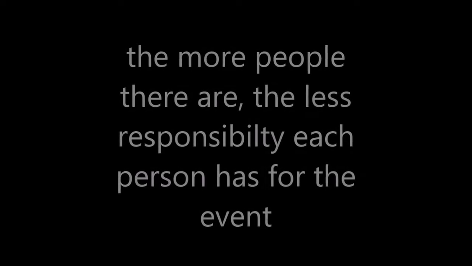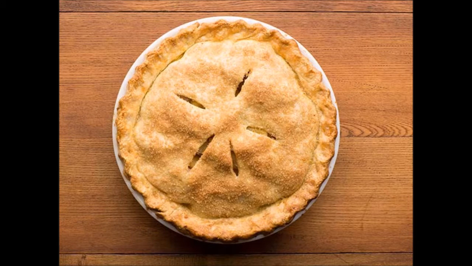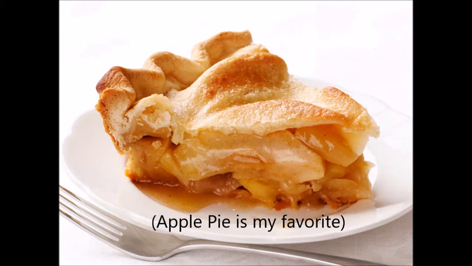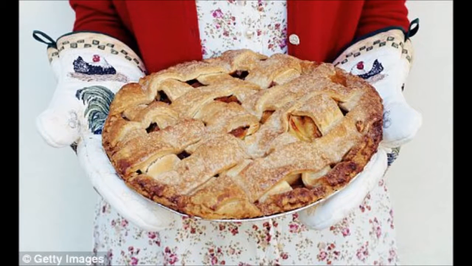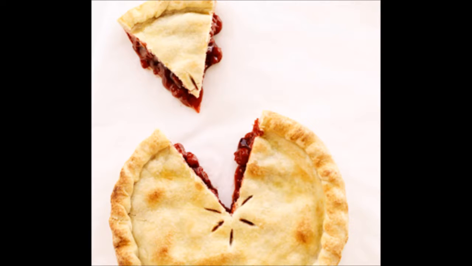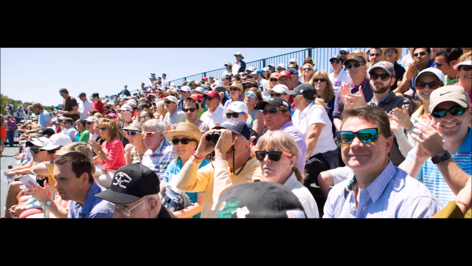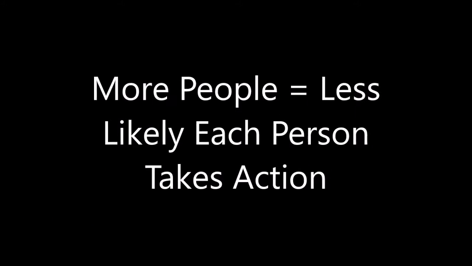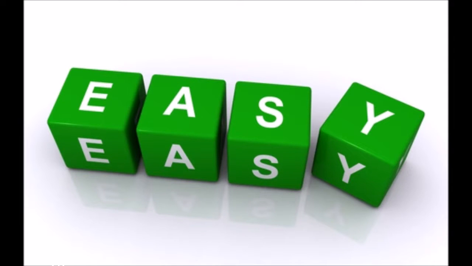The more people there are, the less responsibility each person has for the event. This is because of something called diffusion of responsibility. Now, what that means is that if responsibility is like a pie, an apple pie, people are more likely to act if they have a bigger slice. If one person has all the pie, they have all the responsibility, they're more likely to act than if there's 30 people there. Because if there's 30 people there, each person only has a small sliver of responsibility. So in short, bystanders watch stuff happen, and the more of them there are, the less likely each individual bystander will take action. Overall, it's a pretty easy concept.